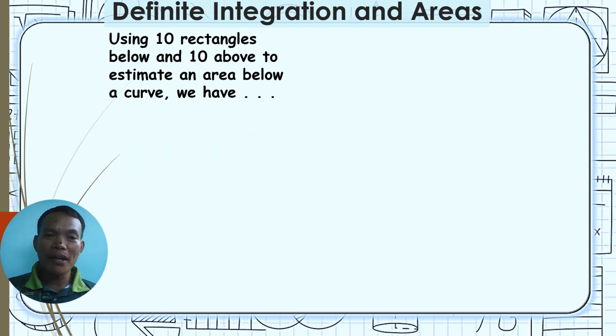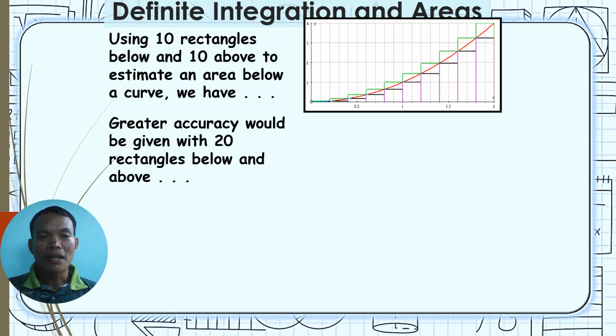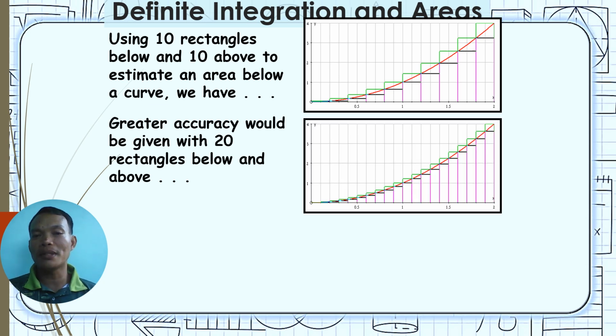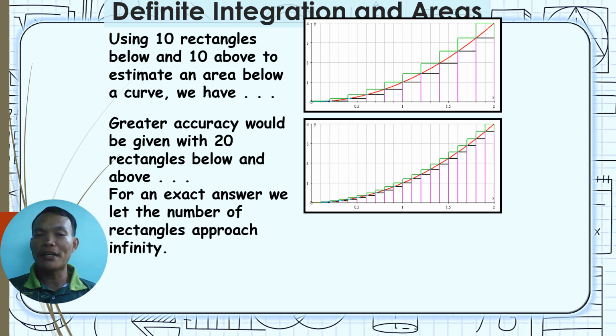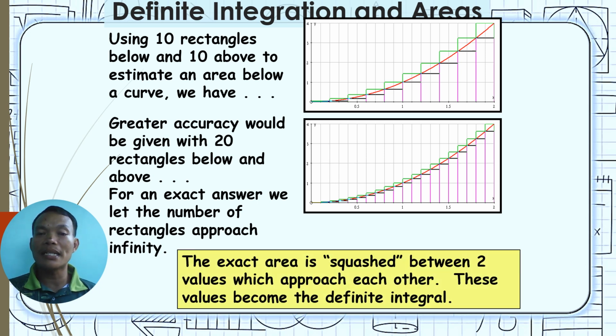Using 10 rectangles below and 10 above to estimate the area below a curve, we have here the illustration. And greater accuracy would be given with 20 rectangles below and above, as shown in the illustration. For the exact answer, we let the number of rectangles approach infinity. Thus, the exact area is squashed between two values which approach each other. These values become the definite integral.